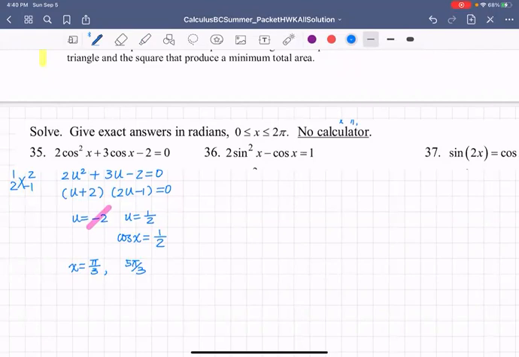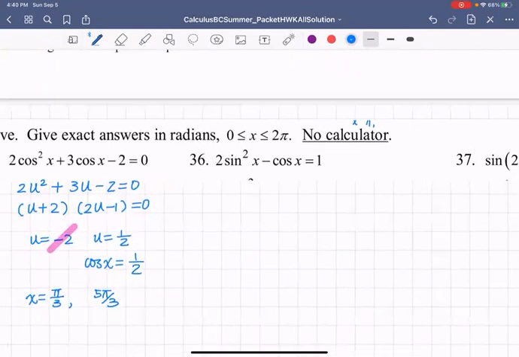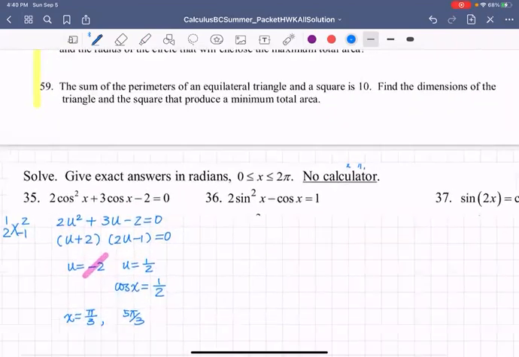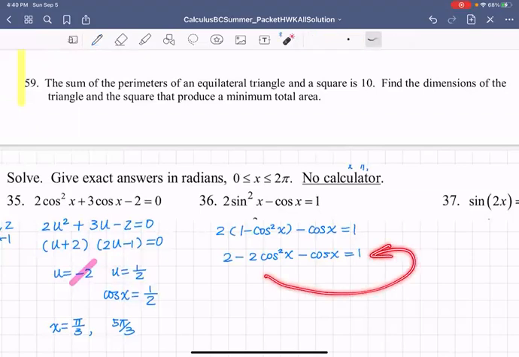Next one, let's do 36. So you have sine squared x equals 1 minus cosine squared x. And so you get 2 times 1 minus cosine squared x minus cosine x equals 1. You get 2 minus 2 cosine squared x minus cosine x equals 1. You get, move this to the right, okay?